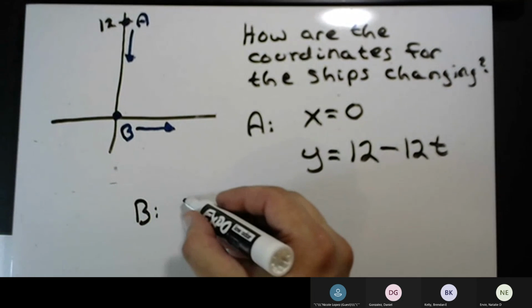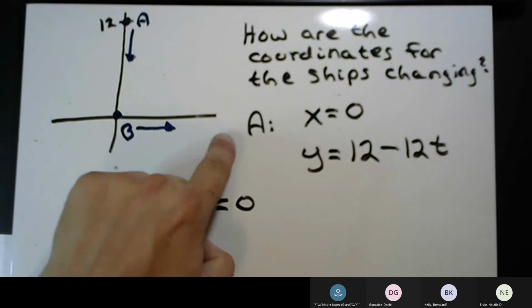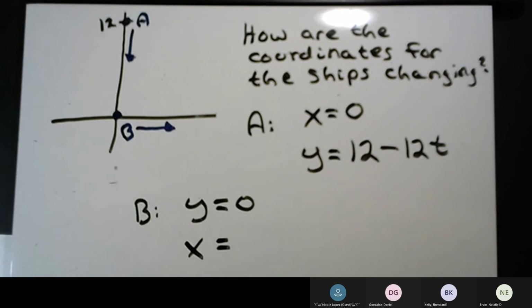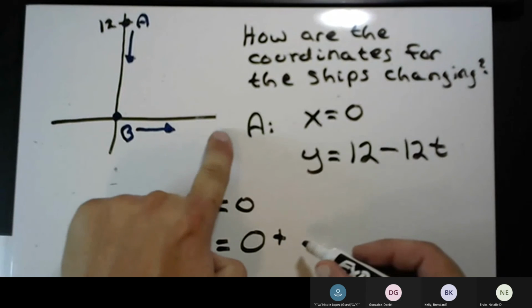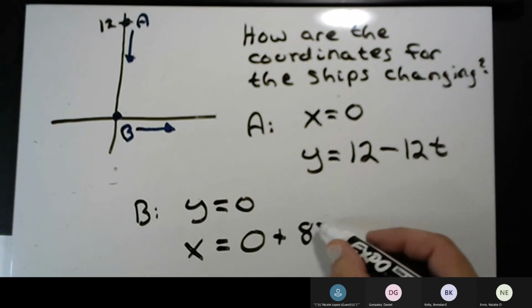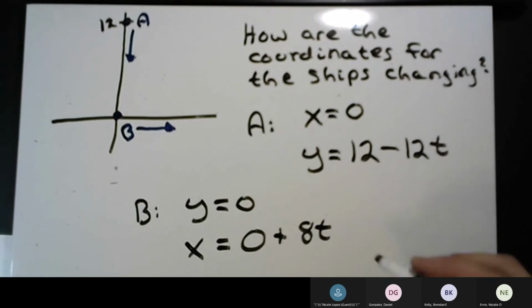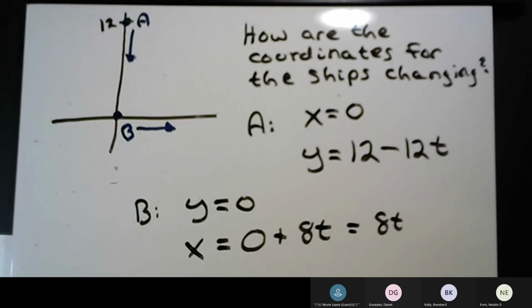Now for B, y is equal to 0 because B is just traveling along the x-axis. But for X, we're going to take the starting point of 0 and add to that, since we're going in the positive direction, 8 knots times the number of hours it's traveling at 8 knots, or 8t. So questions about that?